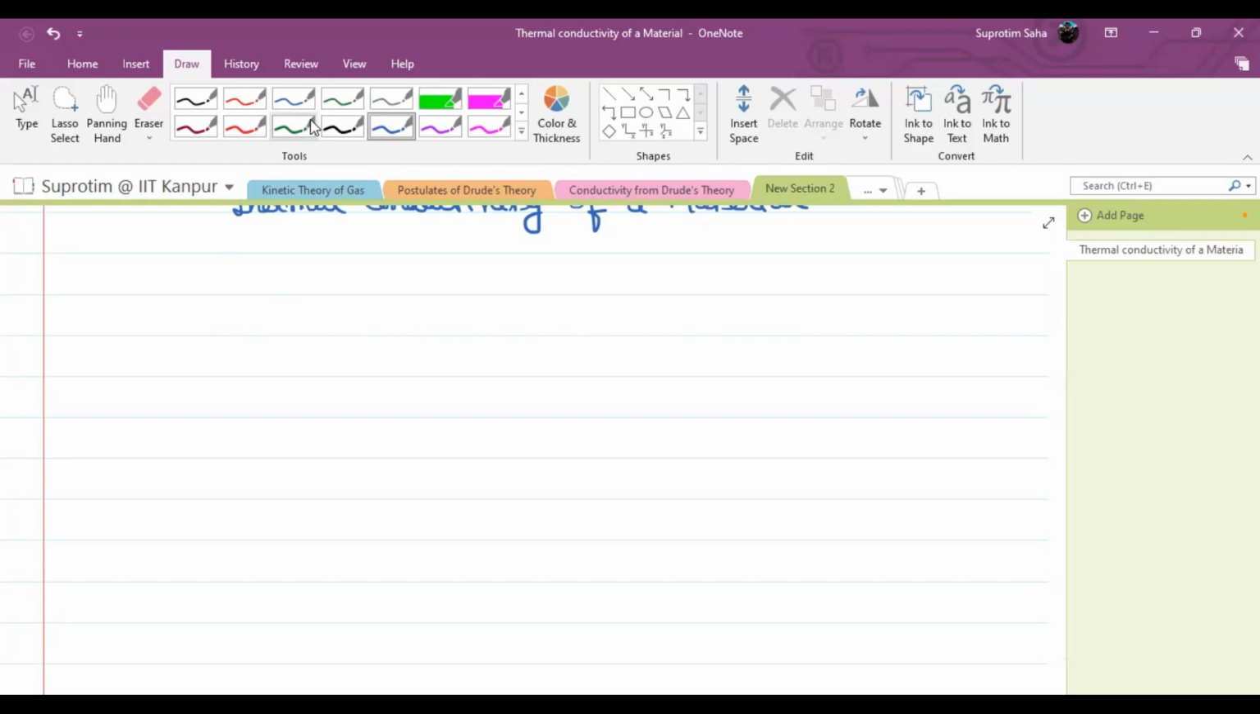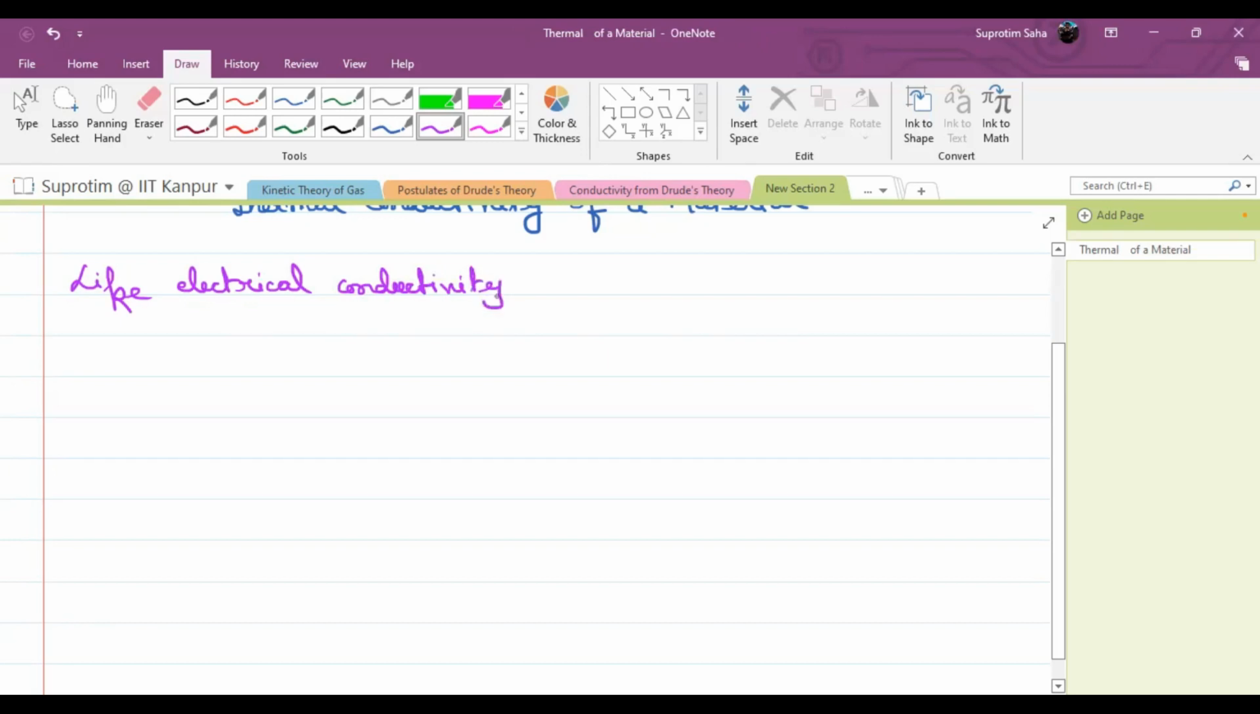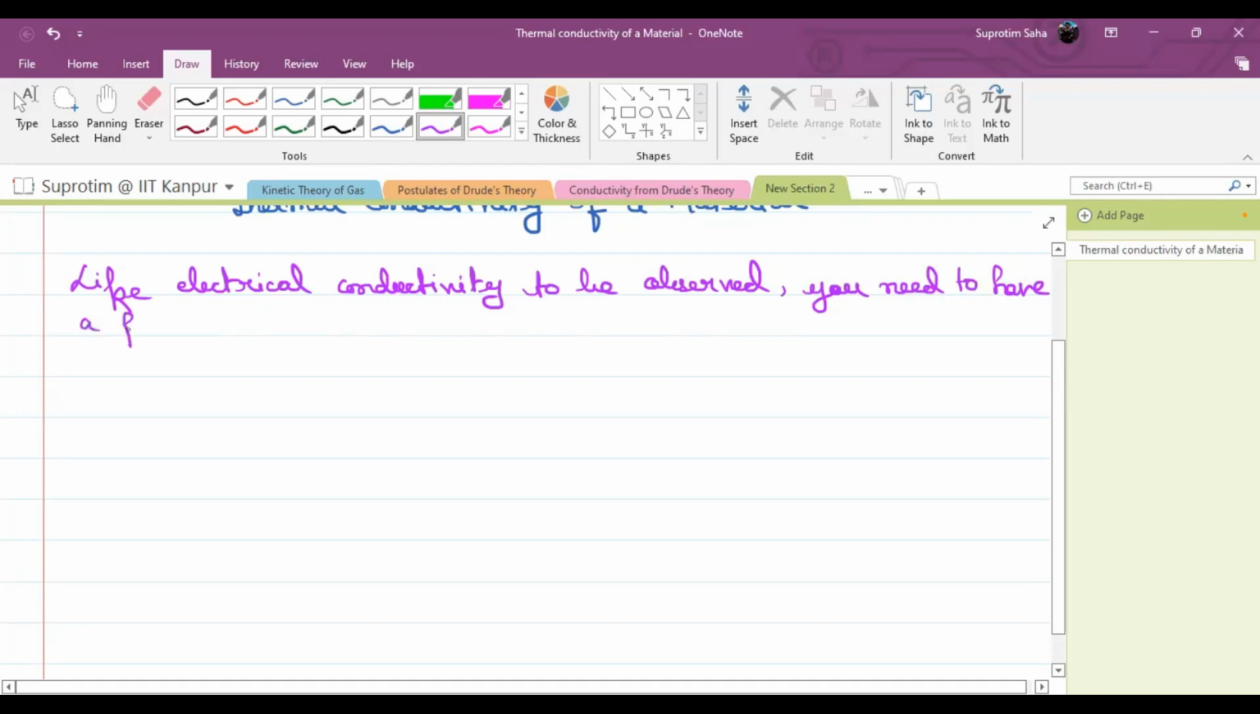So let me just write this down. Like electrical conductivity, to be observed, you need to have a potential difference. All right.